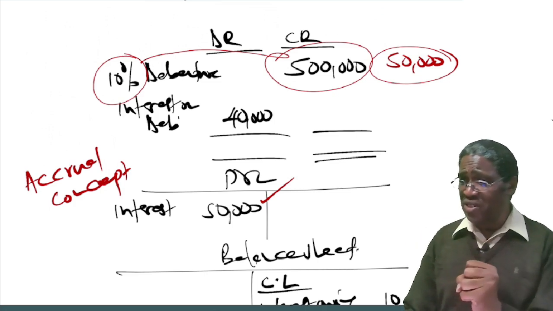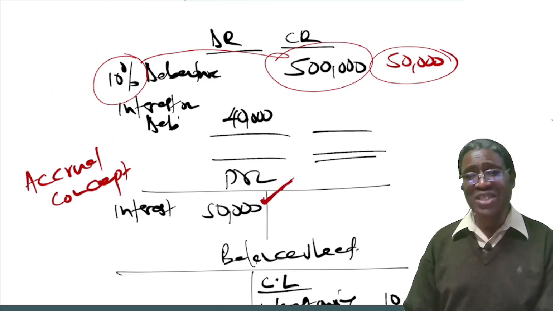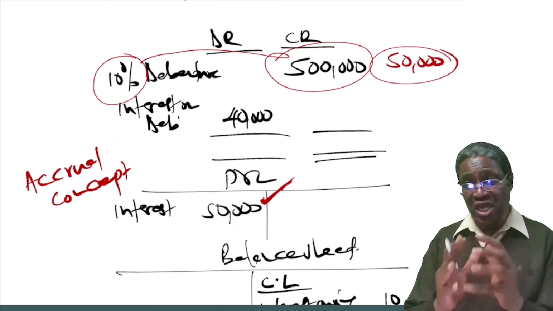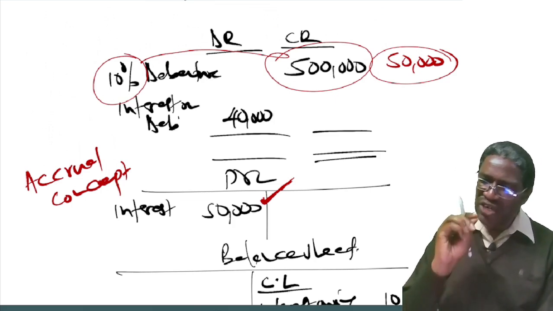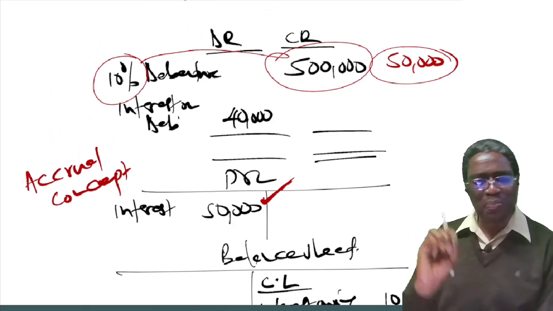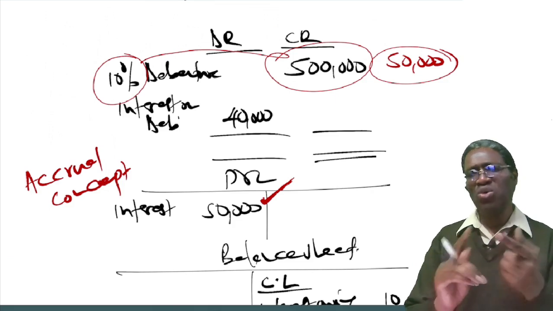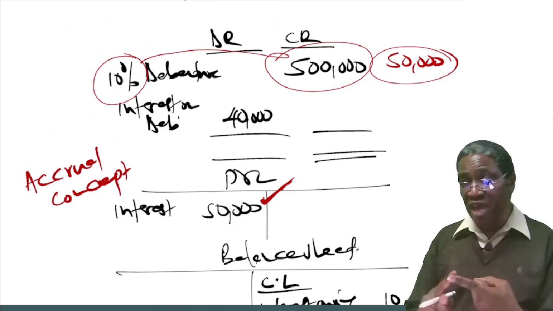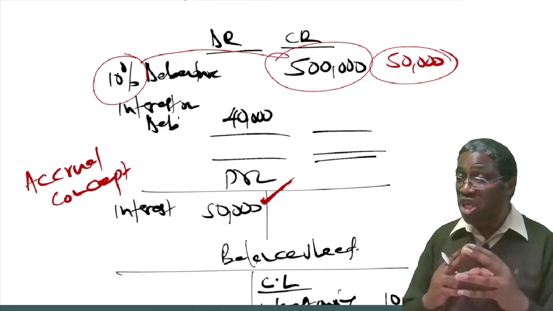Now I'm trying to answer Joyce. Joyce is the one who gave us another non-cash item called finance cost. So this interest of 50, which we also consider as a finance cost, is not something we paid. It's just a bookkeeping entry. How did we get it? We just took 10% of 500 and we got the amount of 50.